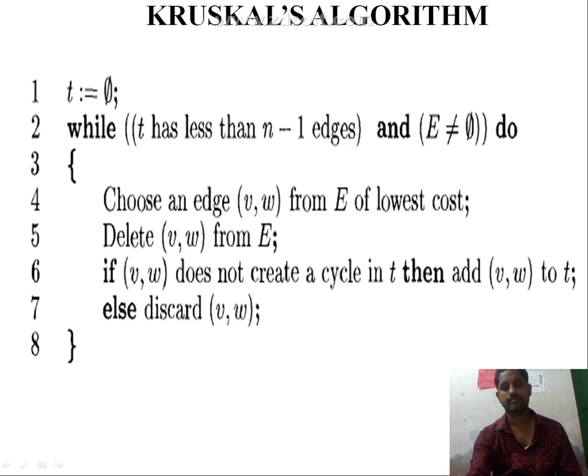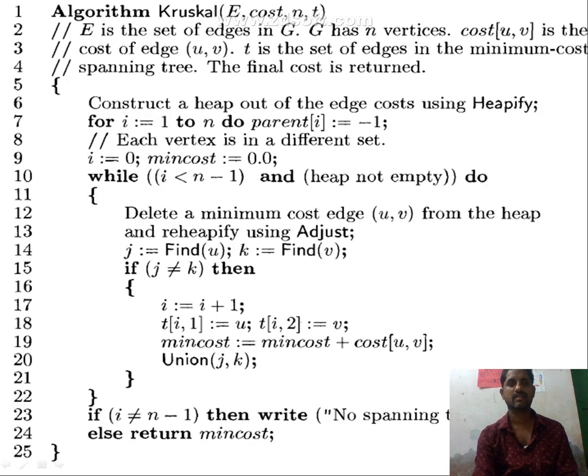So whenever we use Kruskal's algorithm, whenever you choose any edge at vertices and it creates a circuit or cycle, it will be removed. Then we go for the next vertices. See, algorithm Kruskal, E comma cost, n comma T, where E is a set of edges in G and G has n vertices. Cost of u comma v is the cost of edge u comma v and T is the set of edges in the minimum cost spanning tree. So the final cost is returned.